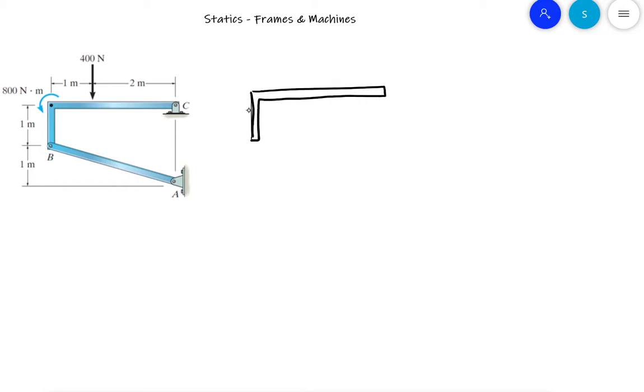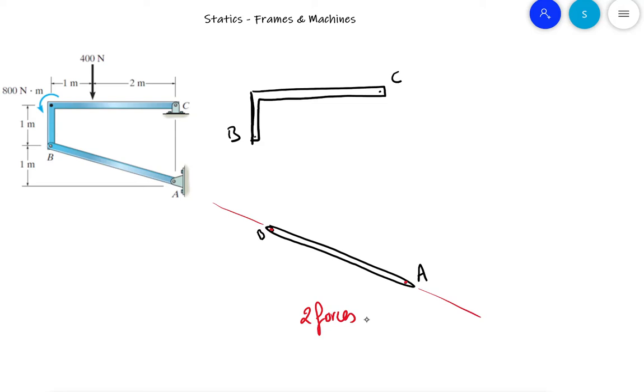So we have the upper L shape with the point C and the point B, and we have the lower member, BA. If we look at the member AB, this is two pin connections and there is no force applied, so it's a two-force member. Okay, so it means that the forces are aligned with the pins A and B. So somewhere there and there.